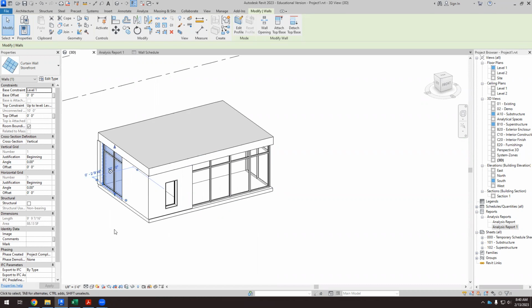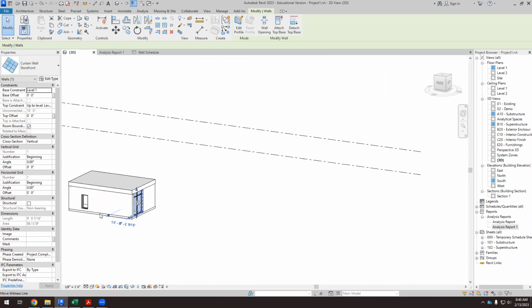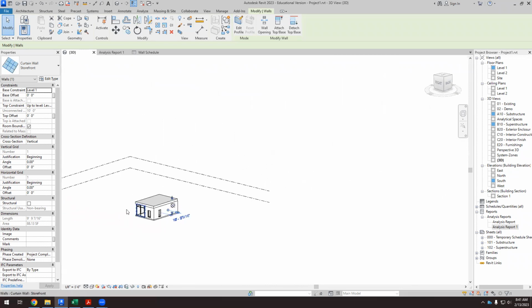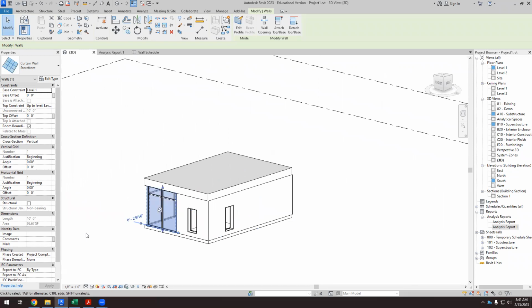Let's go to the north elevation. We only have one window, so it's 18 square feet. And finally, in the east elevation, there's a curtain wall. So the curtain wall is 96 plus 18, which is the window. Okay, we have the curtain wall and the window.